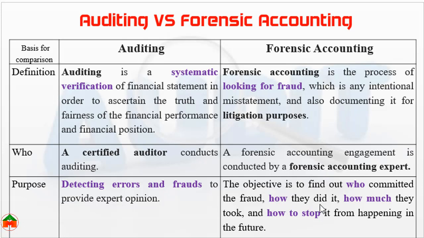On the other hand, the purpose of forensic accounting is to find out who committed the fraud, how they did it, how much they took, and how to stop it from happening in the future. So, the main focus of forensic accounting is to find out who has committed the fraud, how they did it, how much they have taken, and how to stop such fraud activities in the future. So these are the basic differences between auditing and forensic accounting.